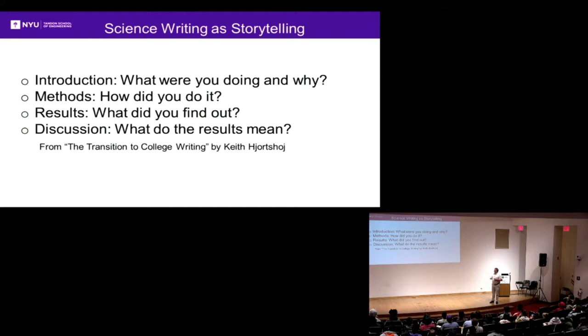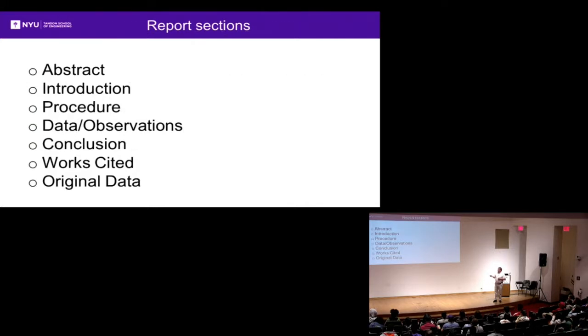It's science writing as storytelling. There's a book by a gentleman by the name of Keith Hortshoy, The Transition to College Writing. And this is how he characterizes the various sections of college lab reports, right? What were you doing and why? How did you do it? What did you find out? What do the results mean? So these are generally the questions that should inform what the various sections in your lab report are about. This doesn't correspond exactly to your lab reports in this class, but it's similar. So that gives you a sense of what we're looking for in your lab reports.